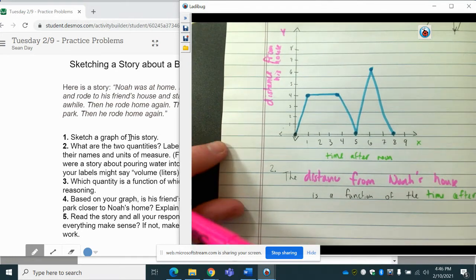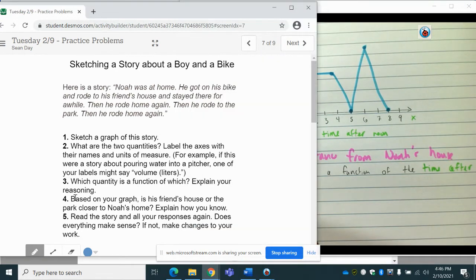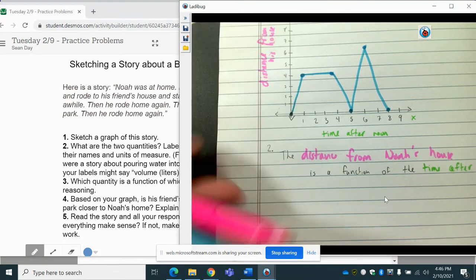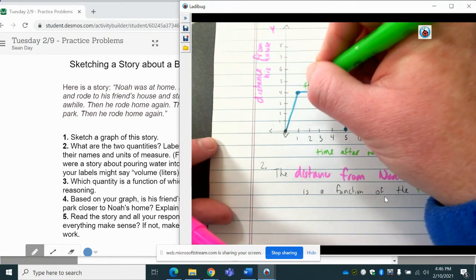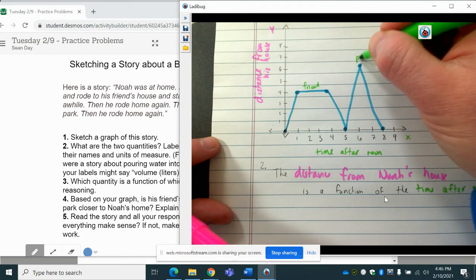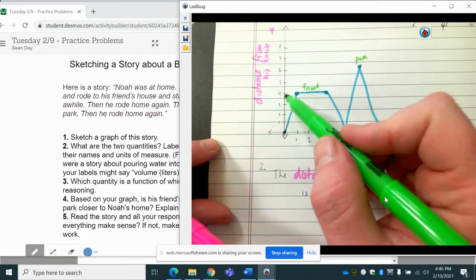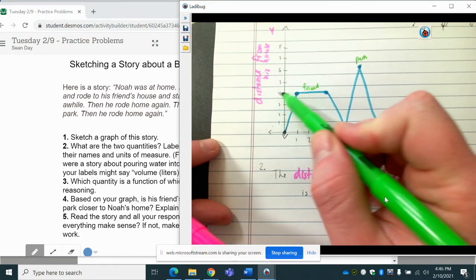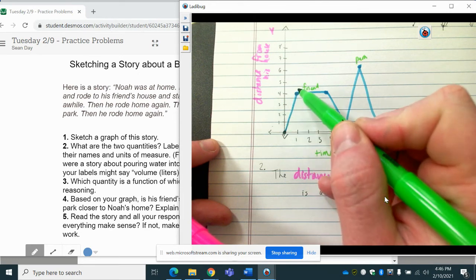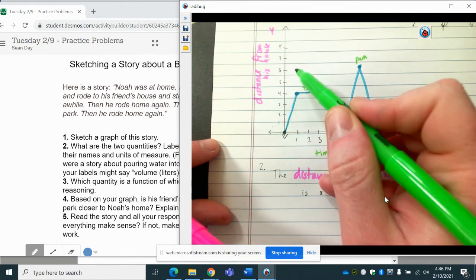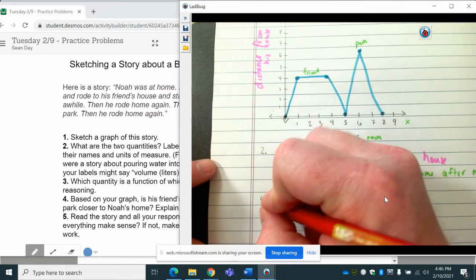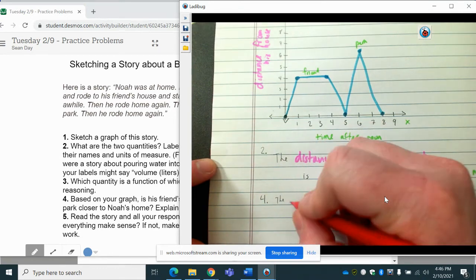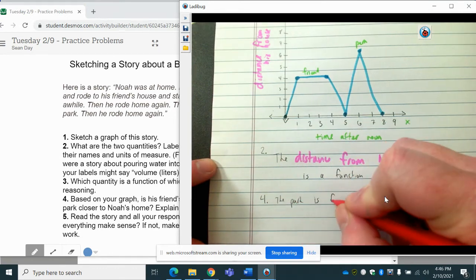So then one more question to challenge us, number 4. Based on your graph, is his friend's house or the park closer to Noah's house? Well, we decided that if we look at our graph here, this is his friend's house, right? He's at his friend's house here. And here he's at the park. So if I look at my y-axis, he's 4 miles from his house. It takes 4 miles to get to his friend's house, but it takes him 6 miles to get to the park. So the answer to number 4 is that based on our story and our graph, the park is further away.